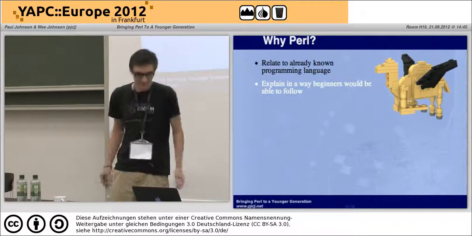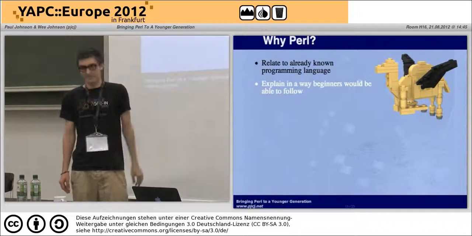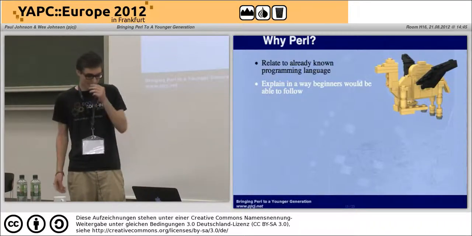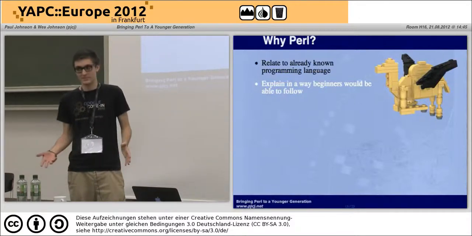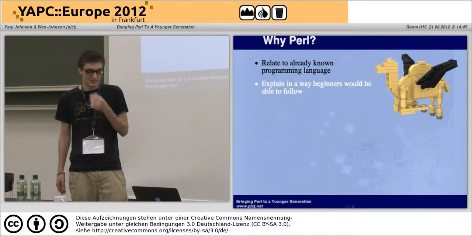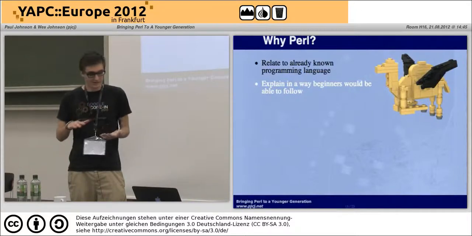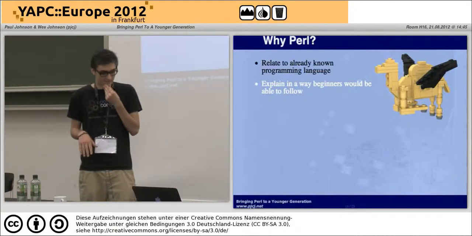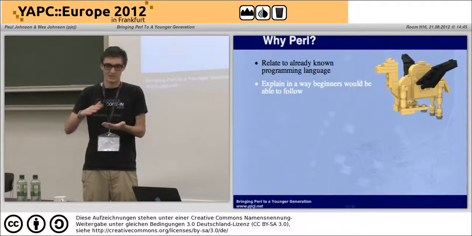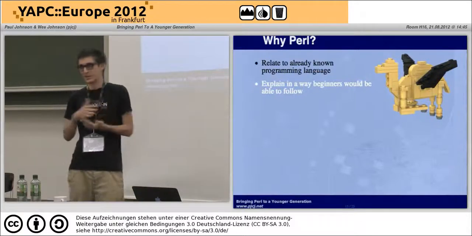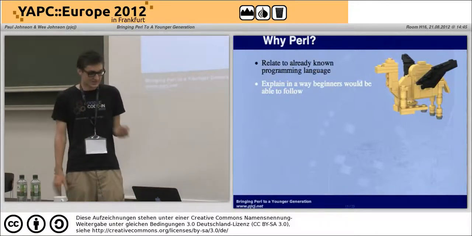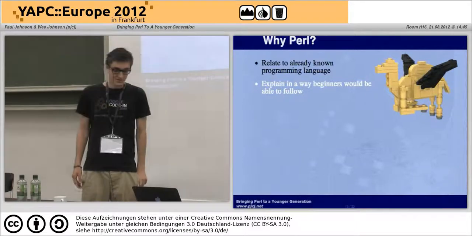And also explaining in a way beginners will be able to follow. This is really crucial. When you try and teach someone something, you have to know what level they're at. And if you go step by step, then it's so much easier, and you'll be able to tell if they understand or if they don't understand. So that's something that's really important.